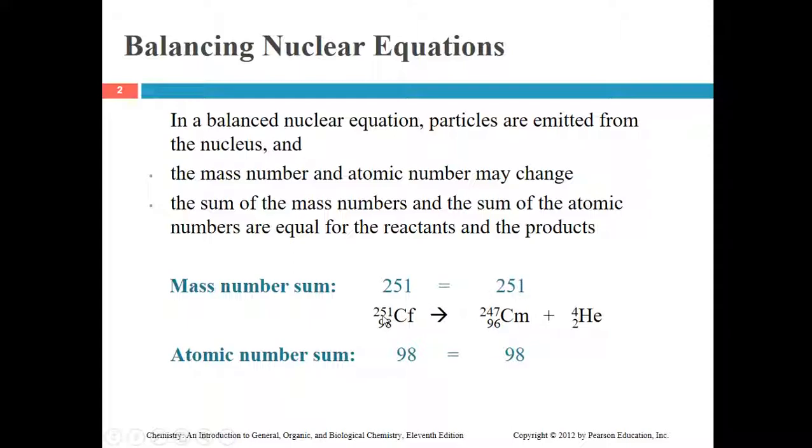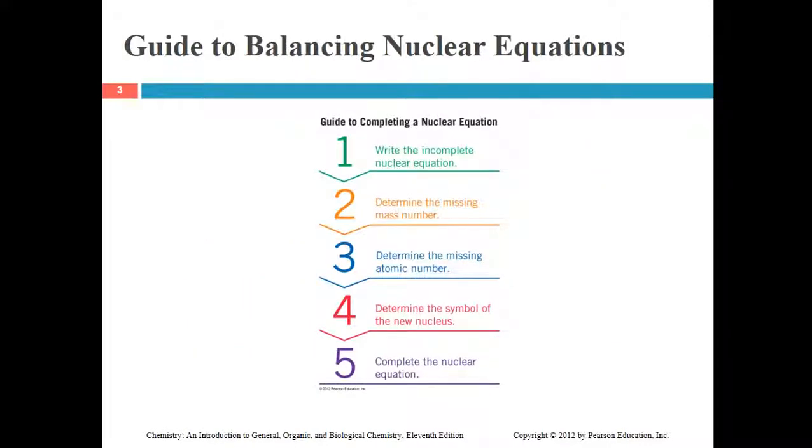So, for example, the total mass on the left-hand side is 251. You will notice that the total mass on the right-hand side is 247 plus 4, which is 251. The atomic number sum is the same. It is 98 on one side, and on the other 96 plus 2, which is 98. See, we can do that adding.